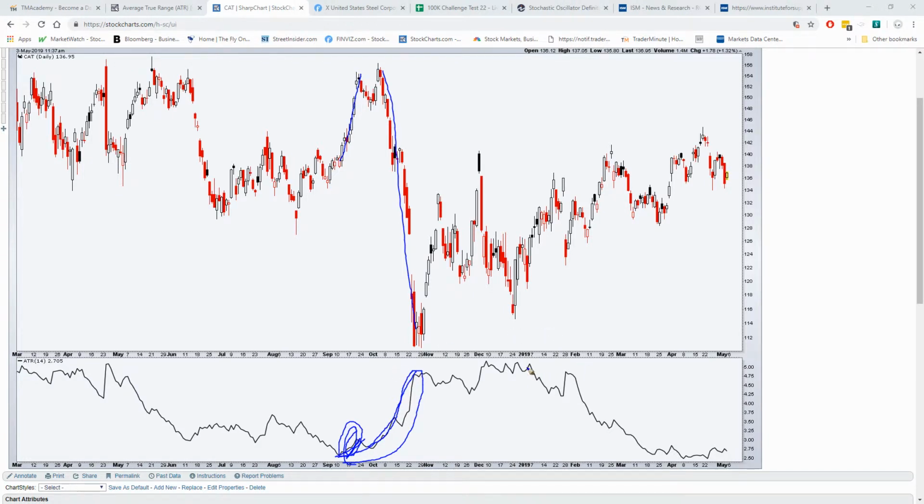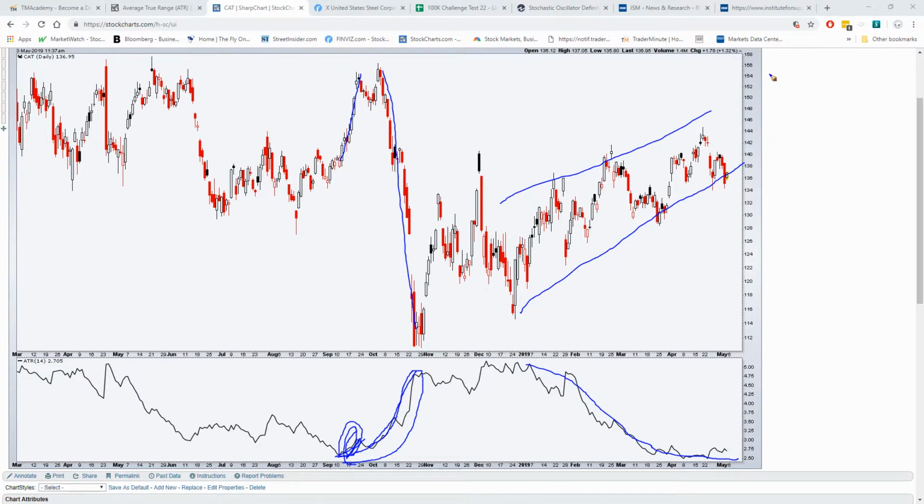But what happens to Caterpillar as the average true range starts to fall? What's the path of least resistance of the stock? Yeah, it's not up every day, but it's moving on higher. And that's the tendency. Average true range falling or in a downward trend, stock tends to go higher. Average true range rising, stock tends to go lower.